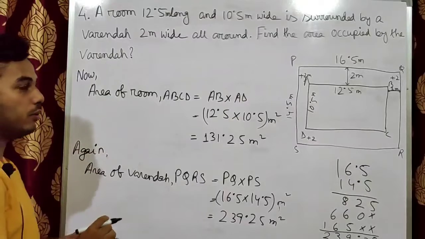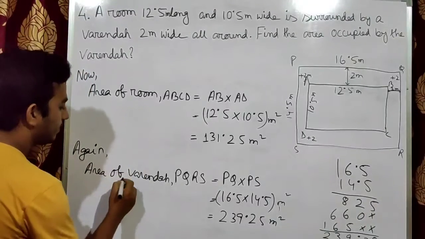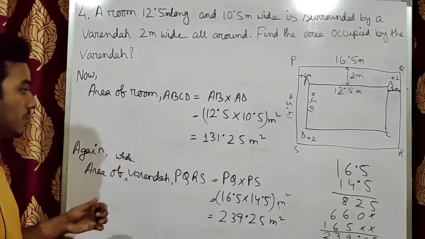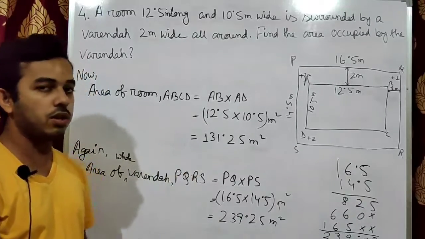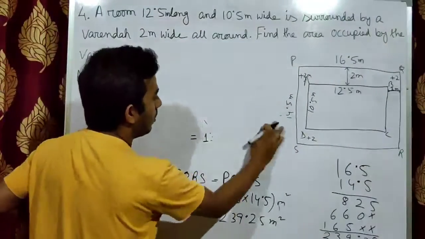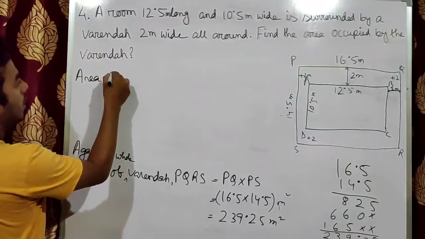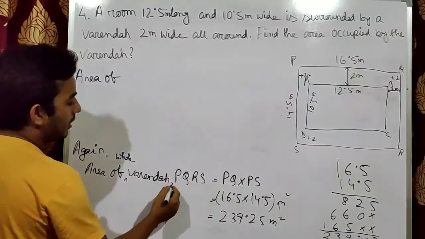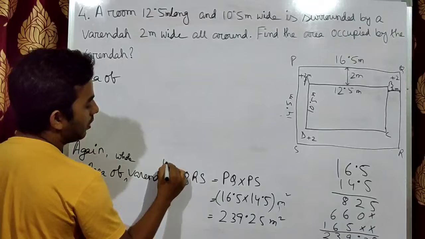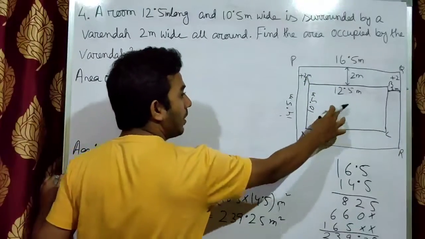Next, if we subtract area of room from the area of the whole Bharanda, that means area of PQRS, that is, if we subtract area of ABCD from area of PQRS, we will find out area of the path, that is Bharanda. So now we will write area of Bharanda with room. Clear? Because here area of Bharanda is with room, right?